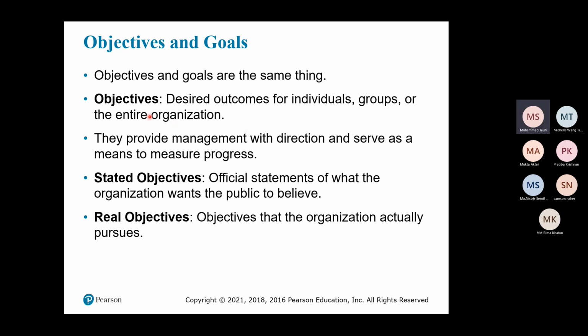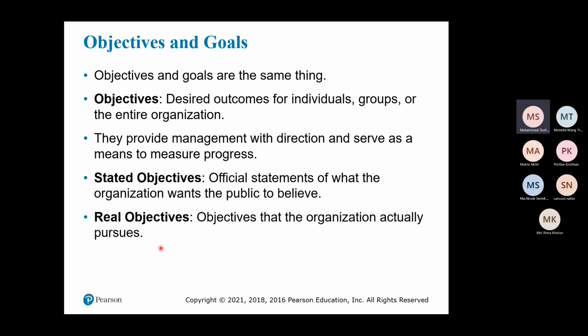There are two types of objective. First is the stated objective. The stated objective is the official statement of what the organization wants the public to believe. It is your statement, written or said to the public. Then we have what we call the real objective, the objective that the organization actually pursues.